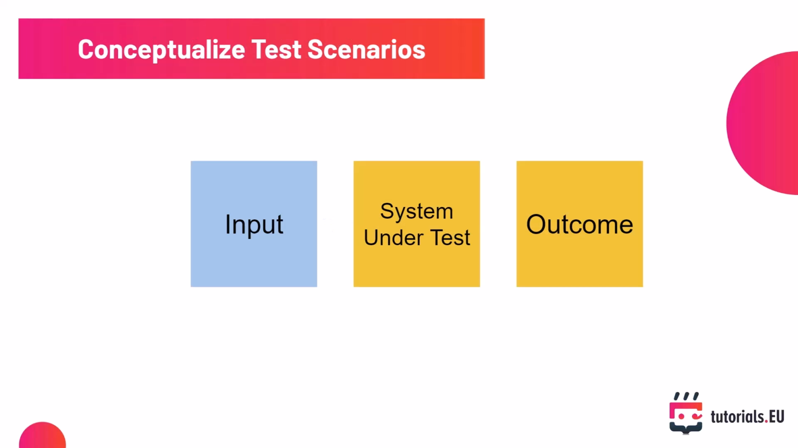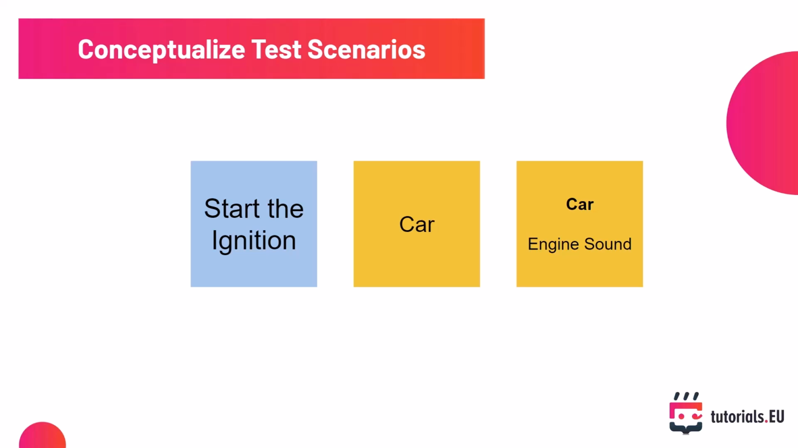Whenever you want to write production code, you should think about 3 things. What is the input of the code you want to implement? What is the outcome? And which function, method or class should receive the input and produce the output? Imagine that you want to test if a car ignition works correctly. When you start the ignition, you should hear the car engine sound. The input is starting the ignition, and the outcome is the engine sound.